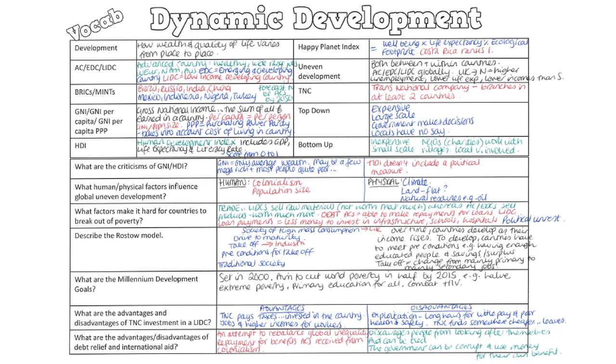EDCs are emerging and developing countries. These are countries that have made the jump from LIDCs but are not yet quite ACs. And it ranges greatly from those that are nearly ACs to those who are just coming out of the LIDC category. And these include countries like China and India. And within that, you've got the BRICS, Brazil, Russia, India and China, and the MINTs, Mexico, Indonesia, Nigeria, Turkey, who are all forecast to be ACs by 2050.